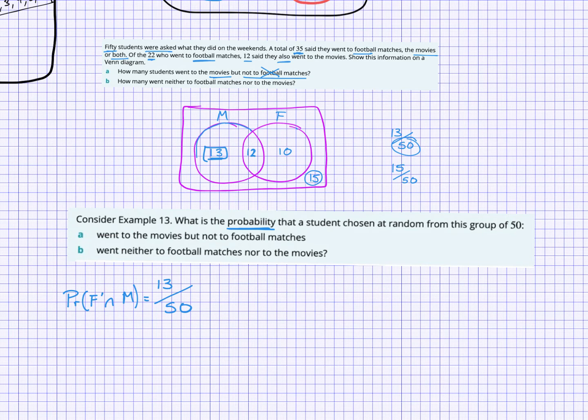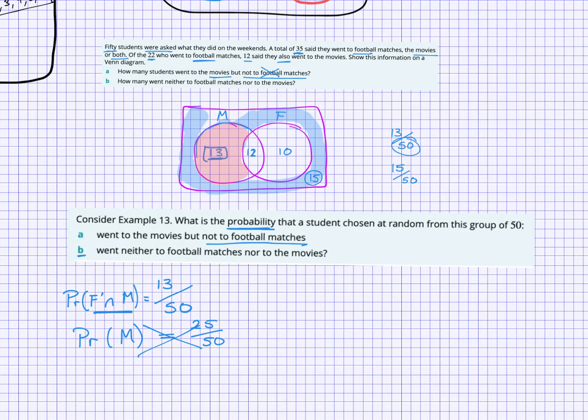Now I say that it's not F intersection M because not F is everything outside the F circle, including the M circle. But I am not interested in everything outside the F circle. I'm only interested in the stuff in the M circle. So I have to phrase it as not F intersecting with M. All right, because if I had just said PR of M, that would have been everything inside the M circle, which is half the students. But that's clearly not right, because we don't want the people that also go to football matches. All right, so we have to be careful with this notation when we use it.